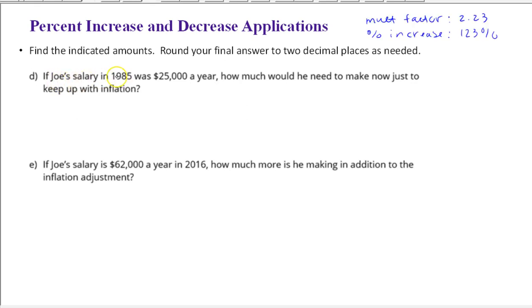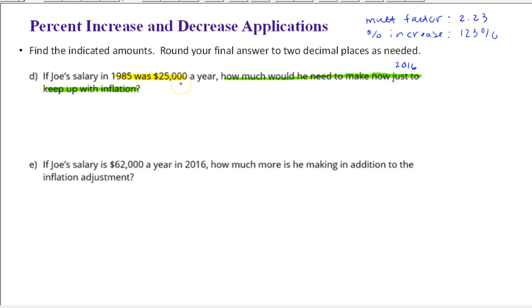If Joe's salary in 1985 was $25,000 a year, here comes the question, how much would he need to make now just to keep up with inflation? And by now we should say 2016, in case you are not currently in 2016. Okay. So notice we could think of, well, how much would his salary need to go up by as a percentage? Or we could just directly use a multiplicative factor, which is like what we did when we found the other percent increases and decreases.